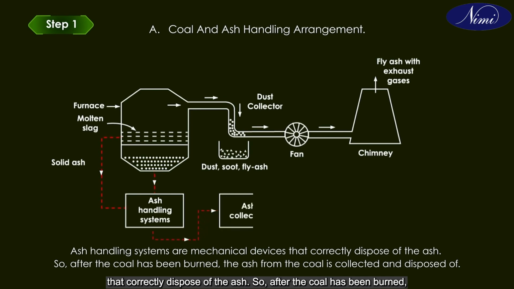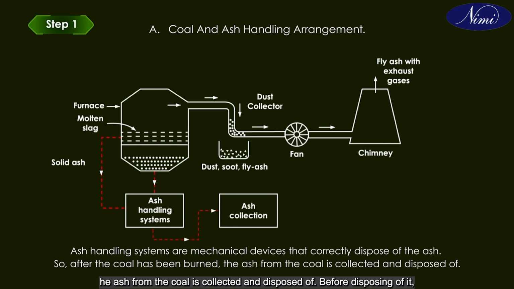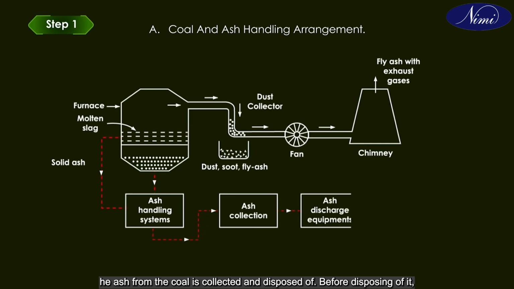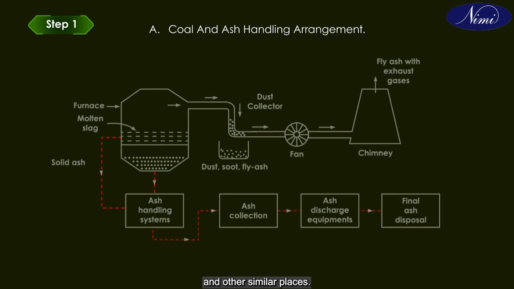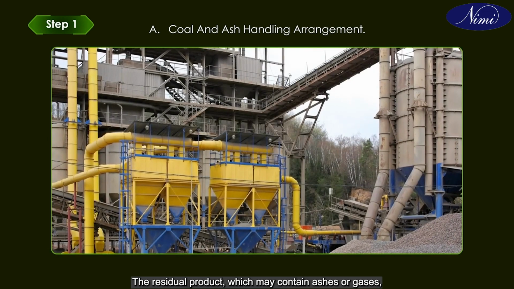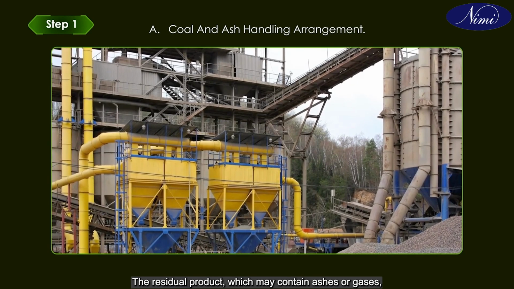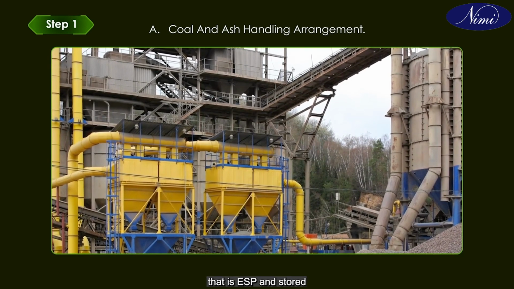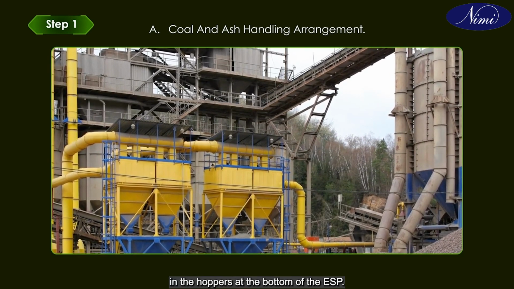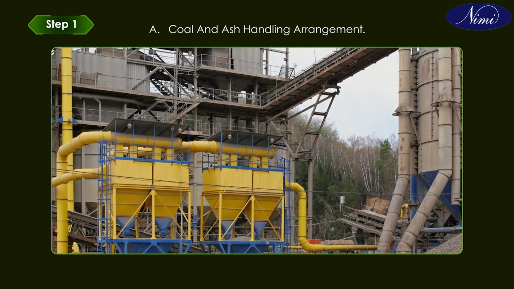Ash handling arrangements. Ash handling systems are mechanical devices that correctly dispose of the ash. So after the coal has been burnt, the ash from the coal is collected and disposed of. Before disposing of it, it must be cooled down to a manageable temperature. It is then transferred to a disposal or storage area and used in various industries such as cement plants, construction and other similar places. The residual product, which may contain ashes or gases, will be collected by an electrostatic precipitator, that is ESP, and stored in the hoppers at the bottom of the ESP.